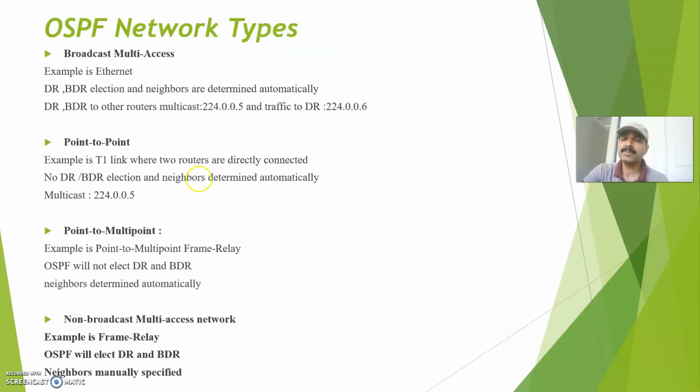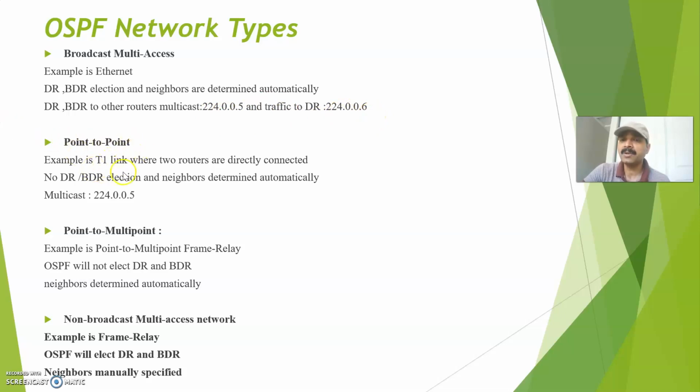Let us understand the OSPF network types. One is broadcast multi-access. An example is Ethernet. In the case of broadcast multi-access, we should elect a DR and BDR. Since it is a broadcast, the neighbors will be determined automatically. The multicast address from the DR and BDR to other routers is 224.0.0.5, and traffic to the DR is 224.0.0.6.